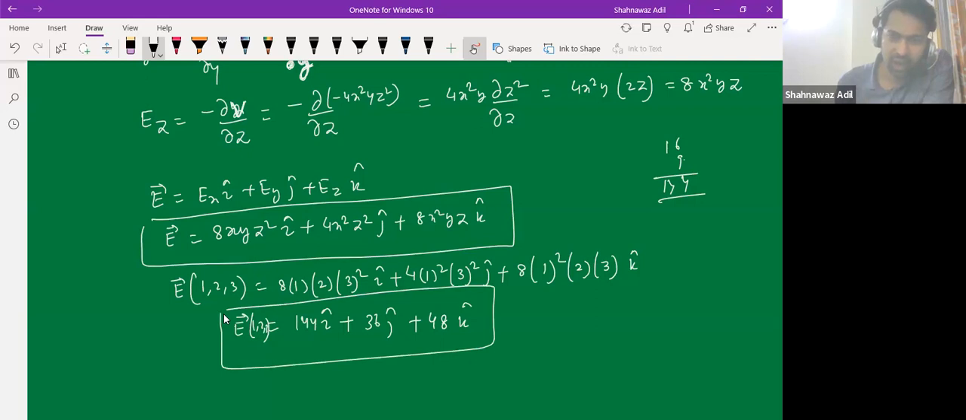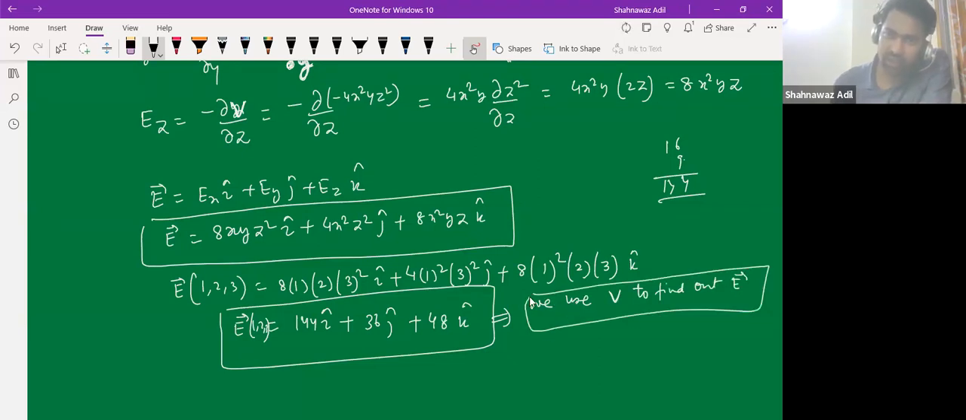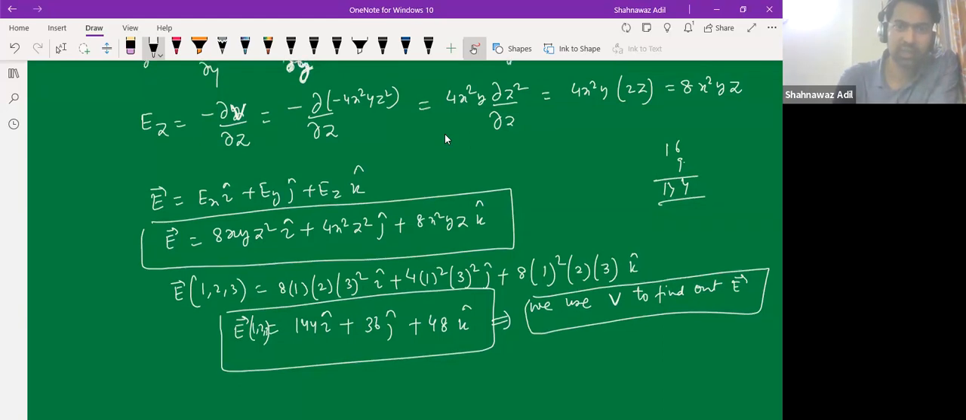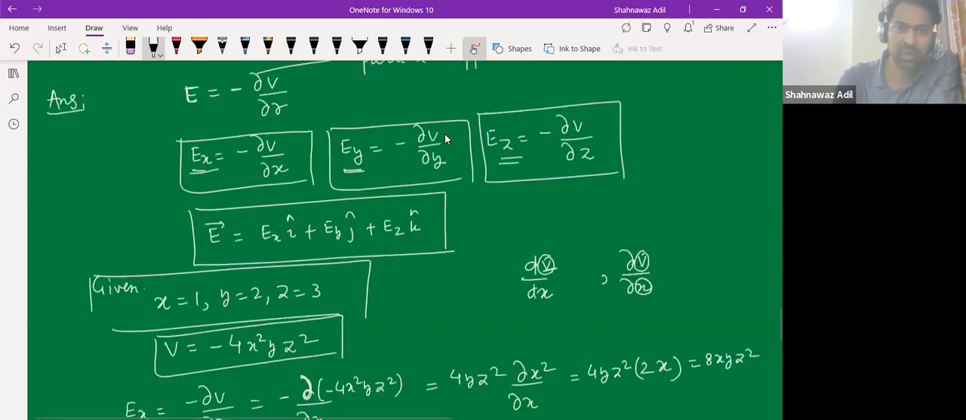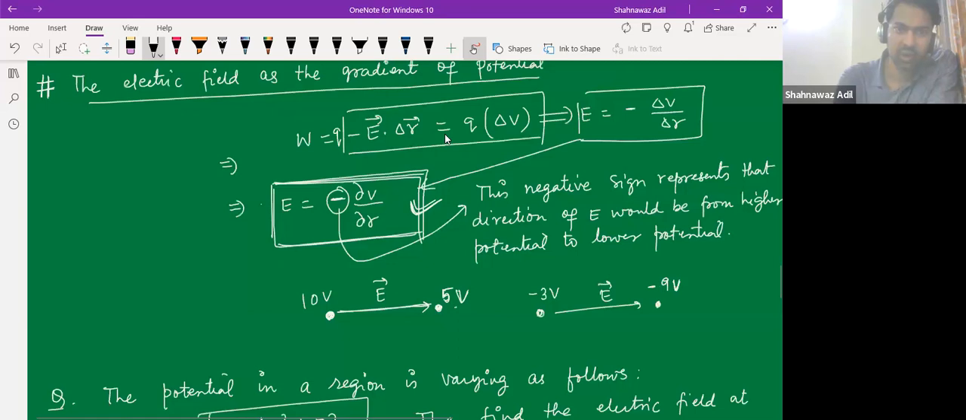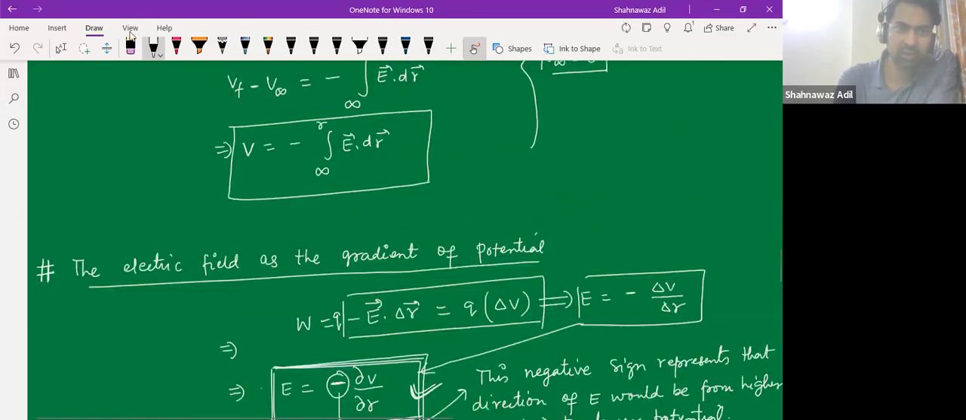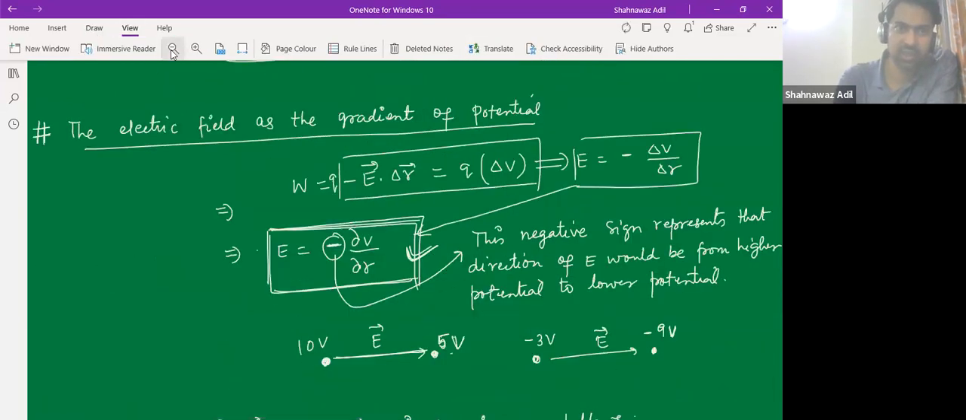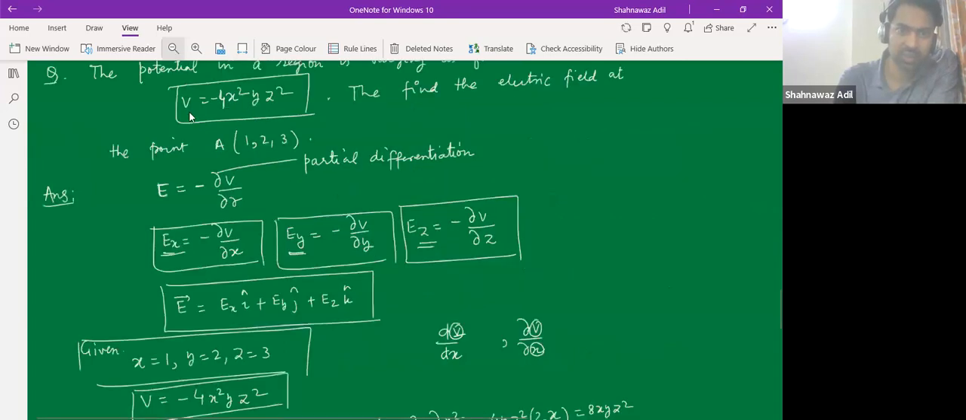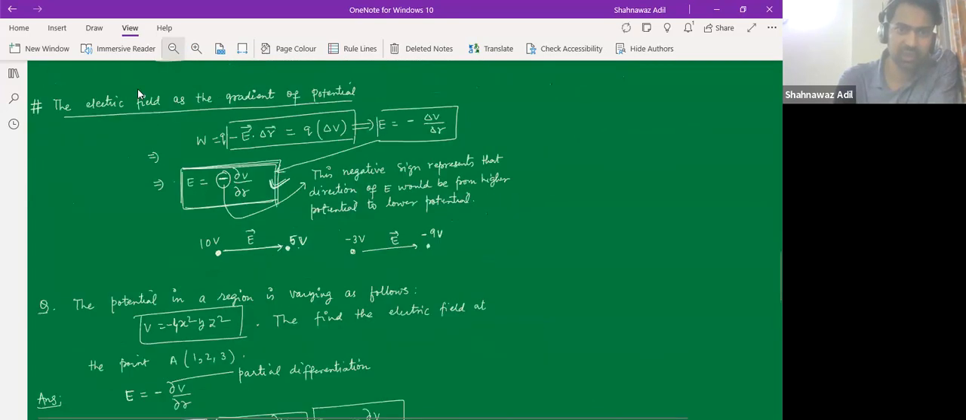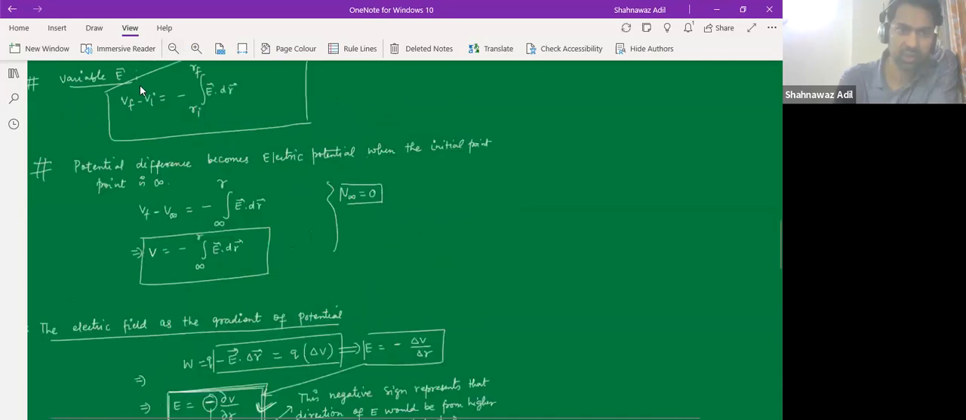So this is how we use potential to find out electric field. This is very important, right? And this has been asked in many exams. Okay, you guys, please note it down. And if you guys have any questions, please ask. Please tell me if you guys have any questions. So this part you have noted down.